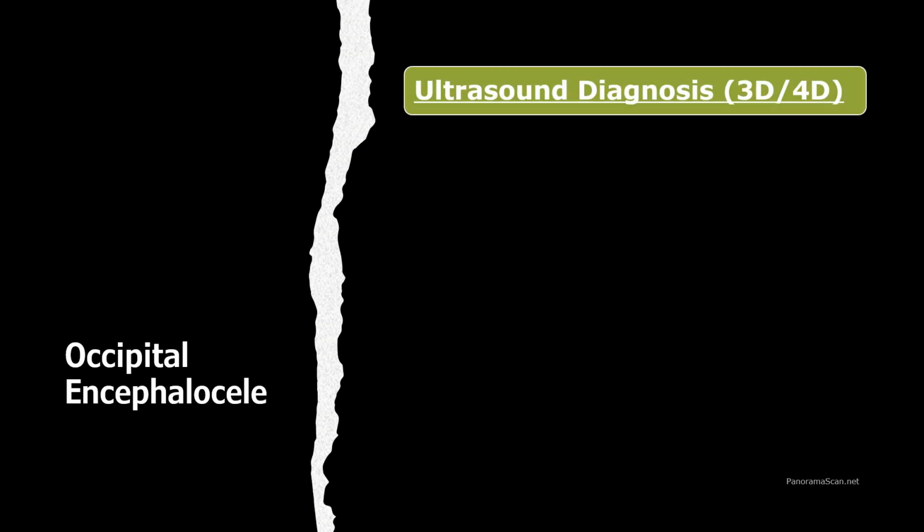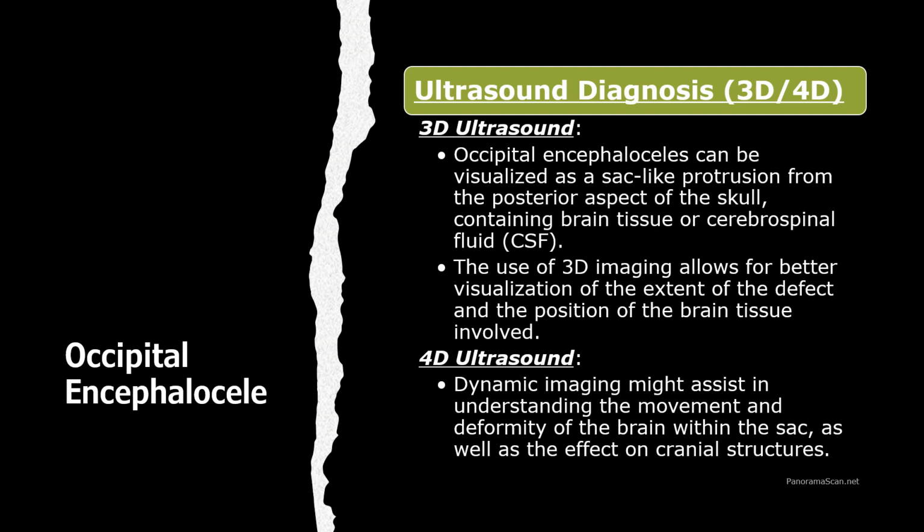How 3D and 4D ultrasound contribute to the diagnosis of occipital encephalocele. Using 3D ultrasound, we can identify the characteristic sac-like protrusion extending from the posterior aspect of the skull. This sac may contain brain tissues, cerebrospinal fluid, or both. The three-dimensional imaging capabilities provide a detailed view of the defect, allowing us to accurately assess the size of the sac, the extent of the skull defect, and the position of the involved brain tissues.